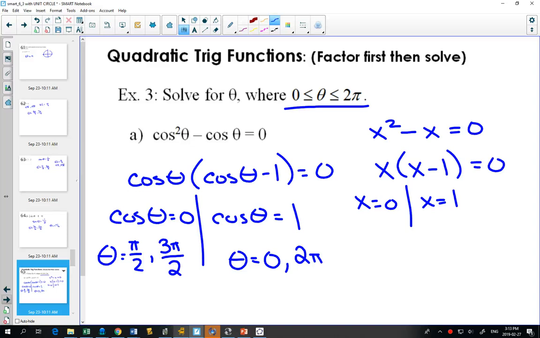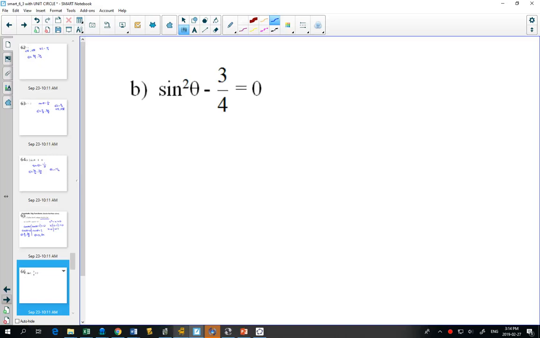So if we have a quadratic trig function, we have to use our skills in factoring first, and then look and see, are the values on my unit circle? Because then I can do it without my calculator. And if the values aren't on my unit circle, then I have to solve it the same way I would have solved back in grade 10 and grade 11 in trigonometry. So it really reviews our trigonometry from previous years and from now.